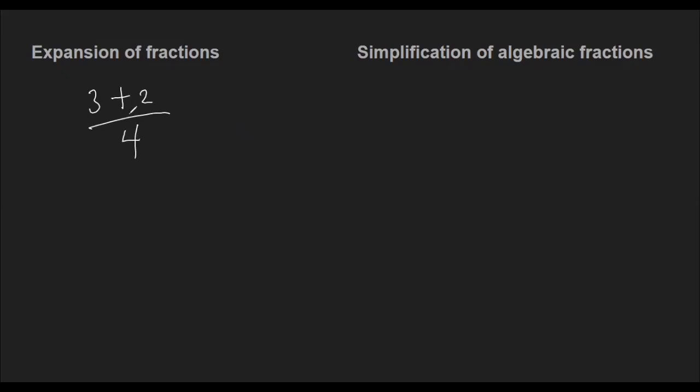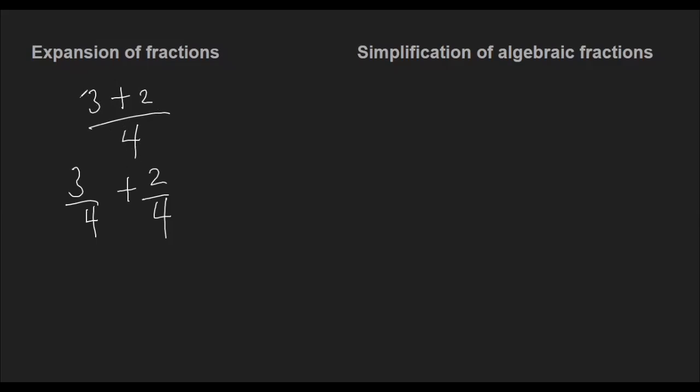In this case, because we have an expression here, 3 plus 2 at the numerator, and we just have one number at the denominator, we can simplify this fraction by saying that the result will be 3 over 4 plus 2 over 4. So the idea of the expansion of this fraction is that each term in the numerator is being divided by the denominator. Do you understand? This applies in every kind of fraction that's in this format.